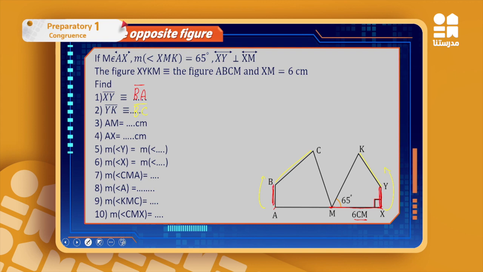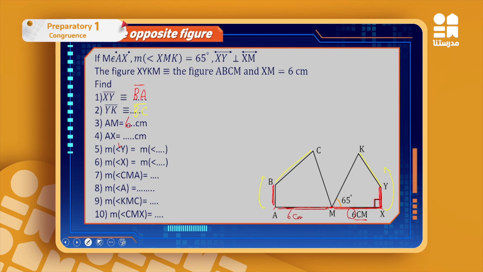Let's change the color. This one. Number 3. AM equals how many centimeters? How can we know that? According to the given, here we have two polygons and they are congruent. So immediately I know XM is congruent to MA. So if this one is 6 centimeters, the other one is 6 centimeters too. So it's equal to 6 centimeters.